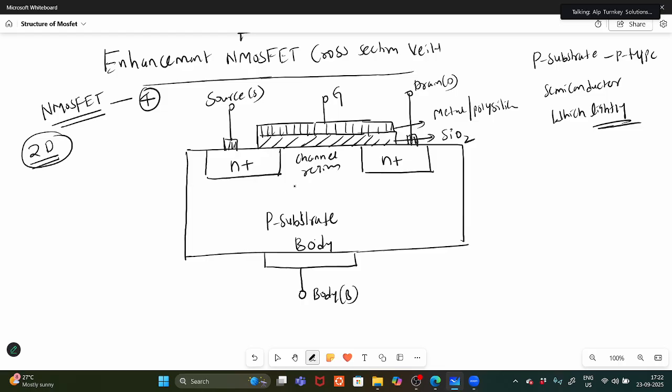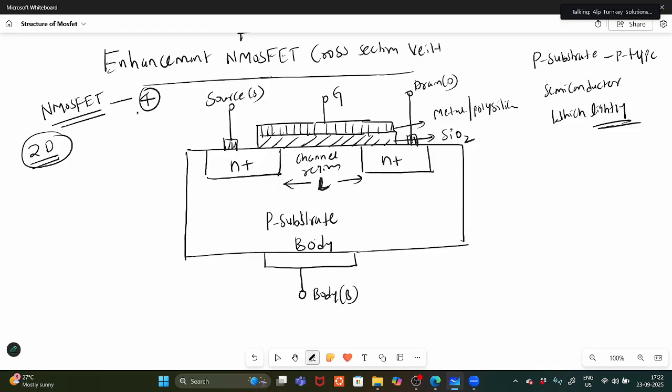Okay, channel region, and this is the length of the channel. Now they are talking about VLSI technology. Technology is nothing but what we can call the length of the channel. Nowadays they are making the chip with nanometer technology.